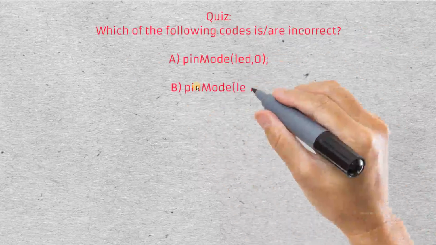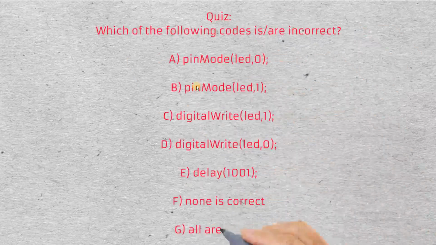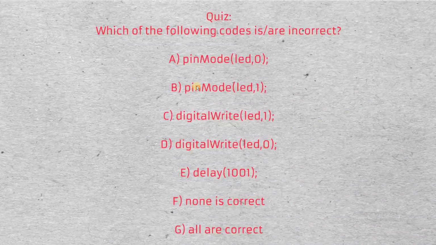Now this is a short quiz for us to practice or to attempt. Which of the following codes is or are incorrect? A. Pin mode LED 0, pin mode LED 1, digital write LED 1, digital write LED 0, delay. None is correct, all are correct. So attempt this quiz, and you can post your answer through the comments, to make the class interactive, and you will be responded to.